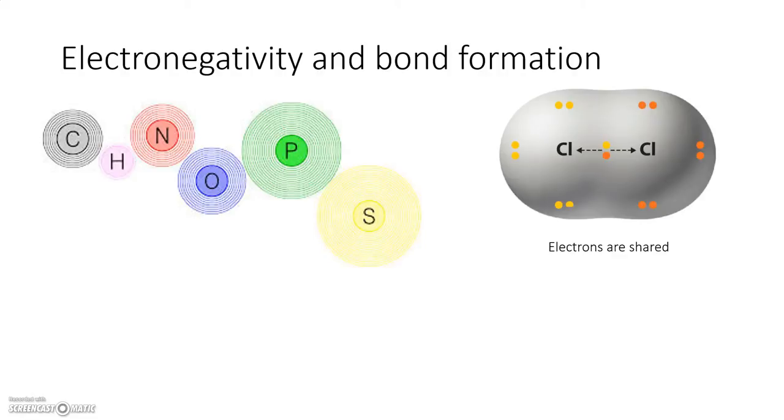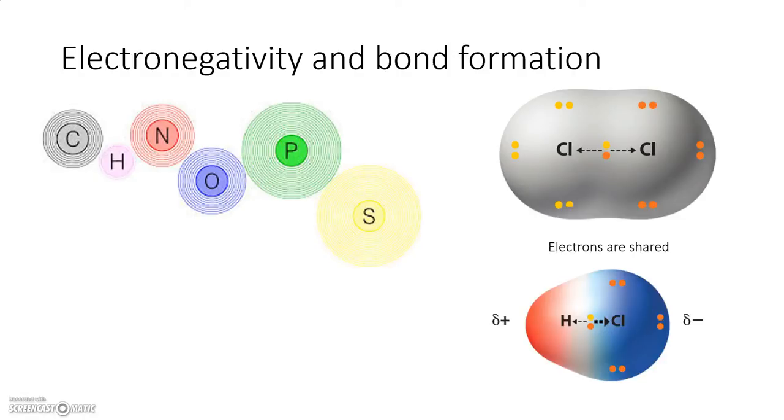So in some cases, the electrons are shared between the atoms. So you can see here we've got 2 chlorine atoms, and they are both sharing equally because they have the same electronegativity. They're the same element. In some cases, the sharing is not quite even, but it's not so uneven that the electrons completely dissociate. And this is what we call a polar covalent bond.